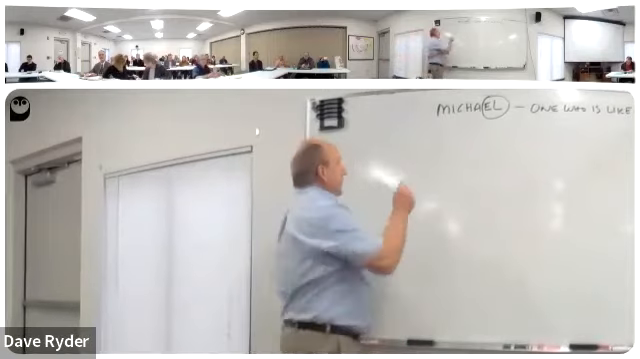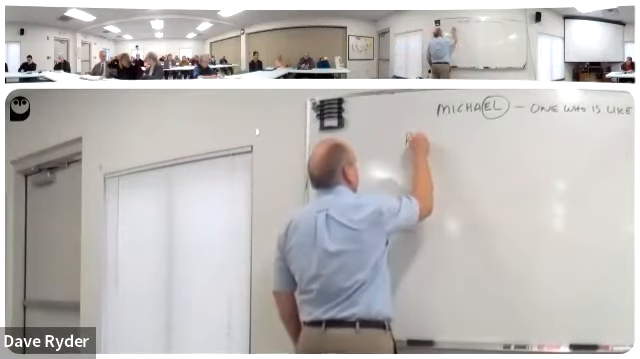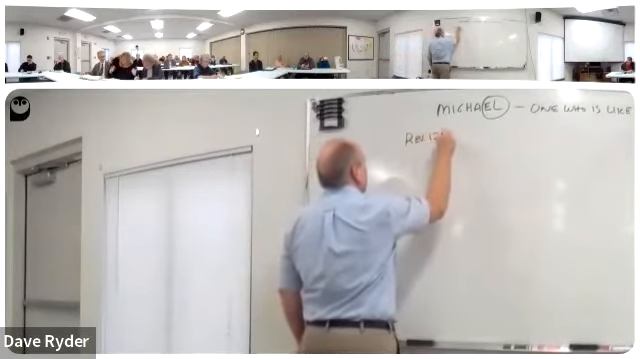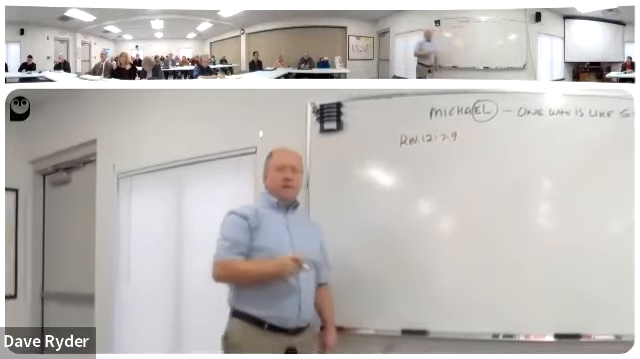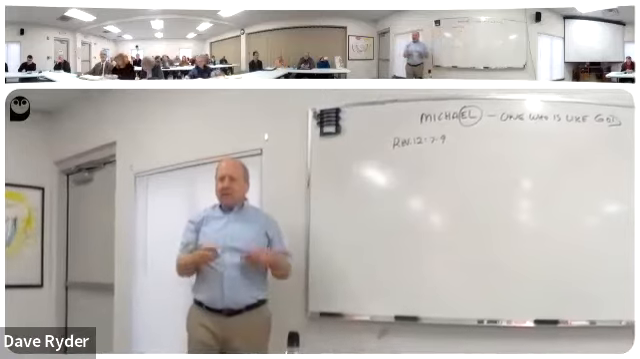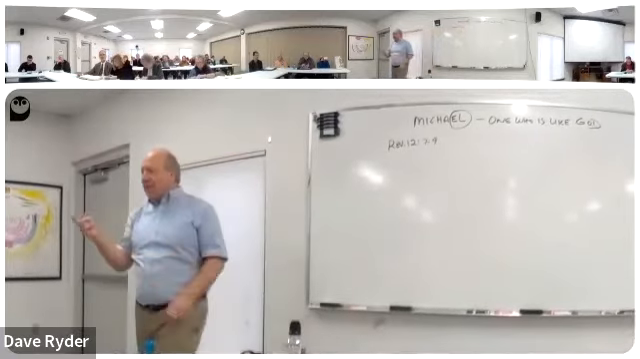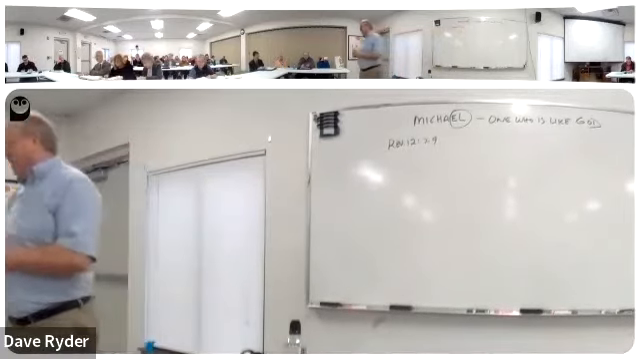Michael's mentioned in Revelation chapter 12. When we start there in verses 7 to 9, and we read that section, what is it talking about there? Can somebody read that? You want to read that? I got it.